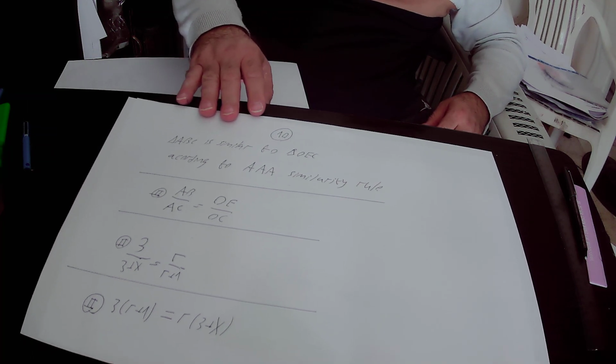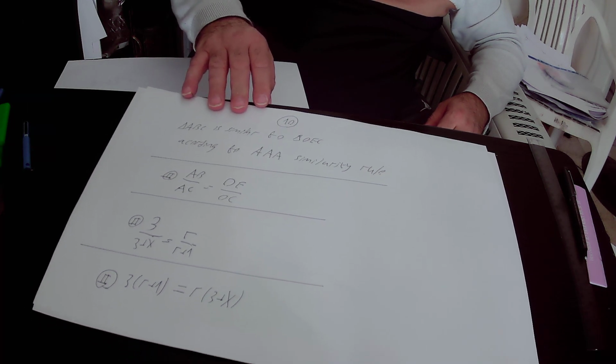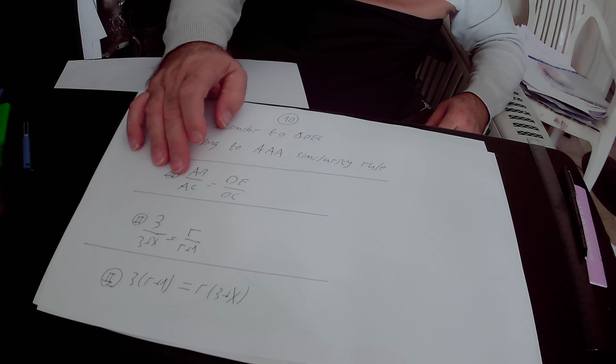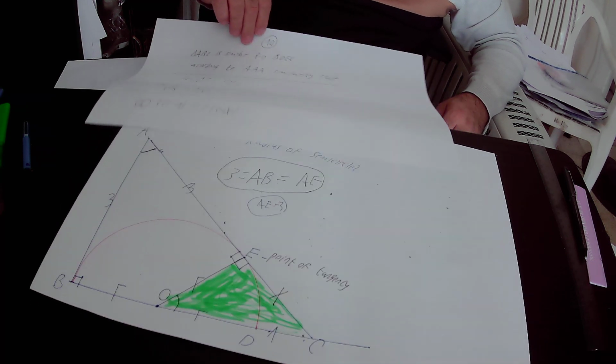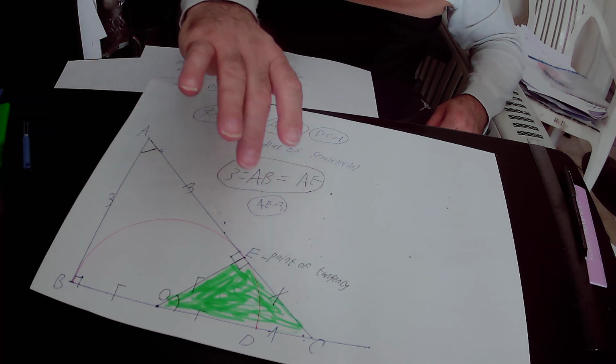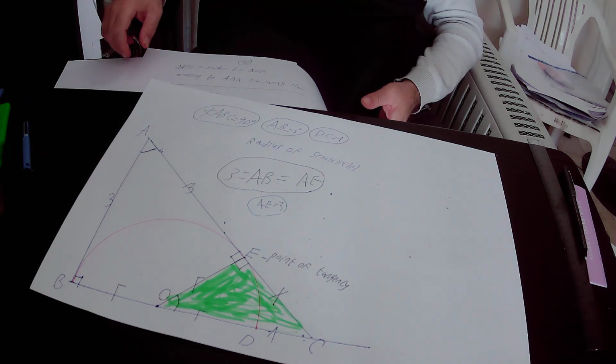From the fact that triangle ABC is similar to triangle OEC, we conclude that AB over AC in triangle ABC equals OE over OC in triangle OEC.